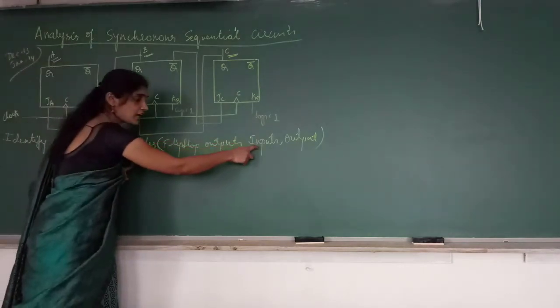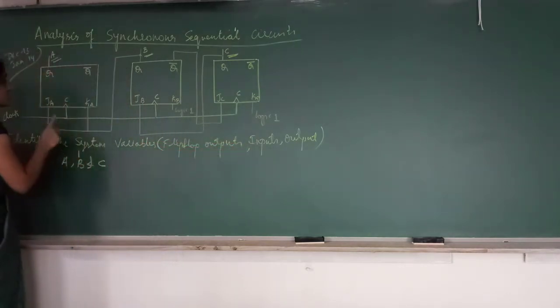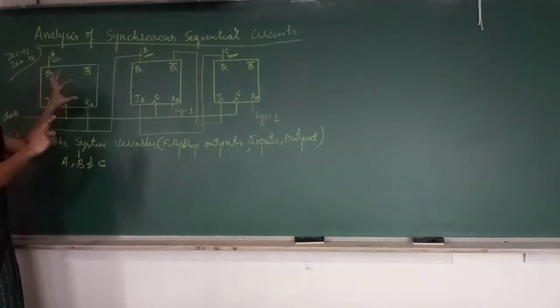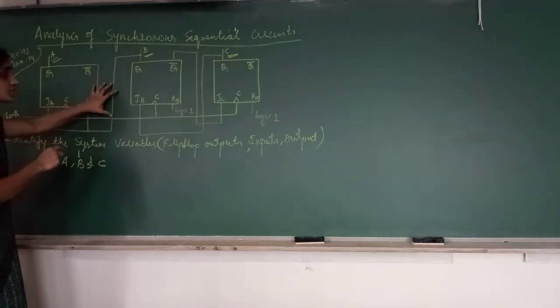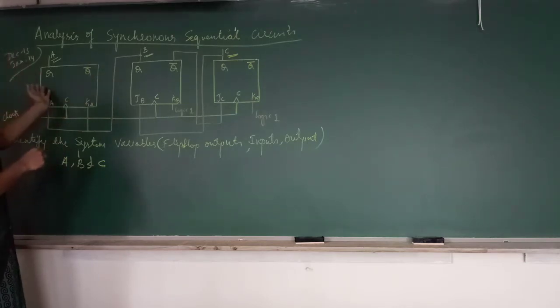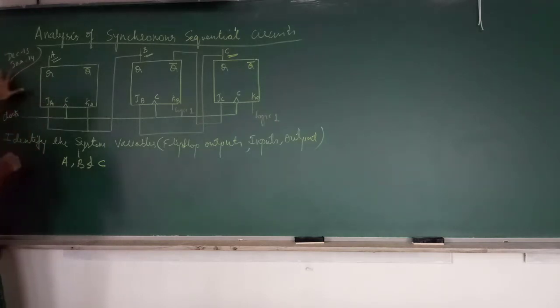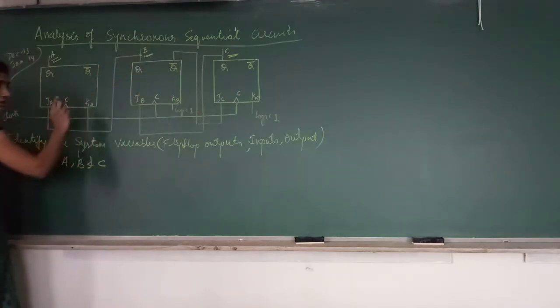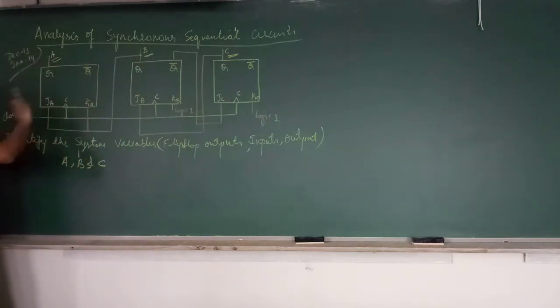Next, do we have any input here? Inputs are not the flip-flop inputs. What is the meaning of input variables? Variables that originate outside the sequential circuit. Do we have any external input variable here? No, we don't have any external input variable here, and we don't have any other output here. The output is only the flip-flop output. So for this problem we don't have any external input variable or output variable.